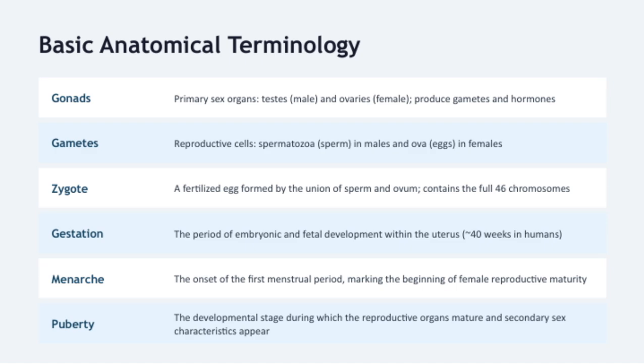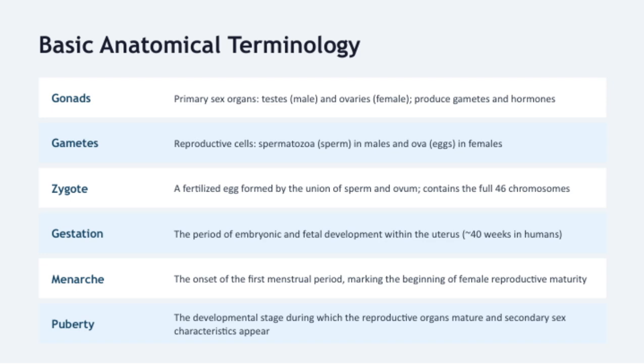Then we have the zygote, which is a fertilized egg formed when a sperm and an ovum unite. The zygote contains the full set of 46 chromosomes, combining genetic material from both parents, and is the very first stage of a new individual.